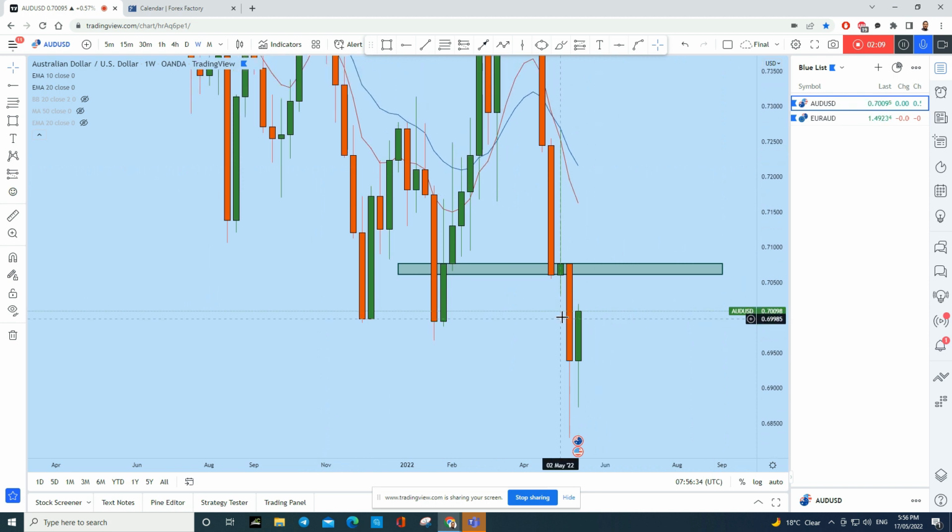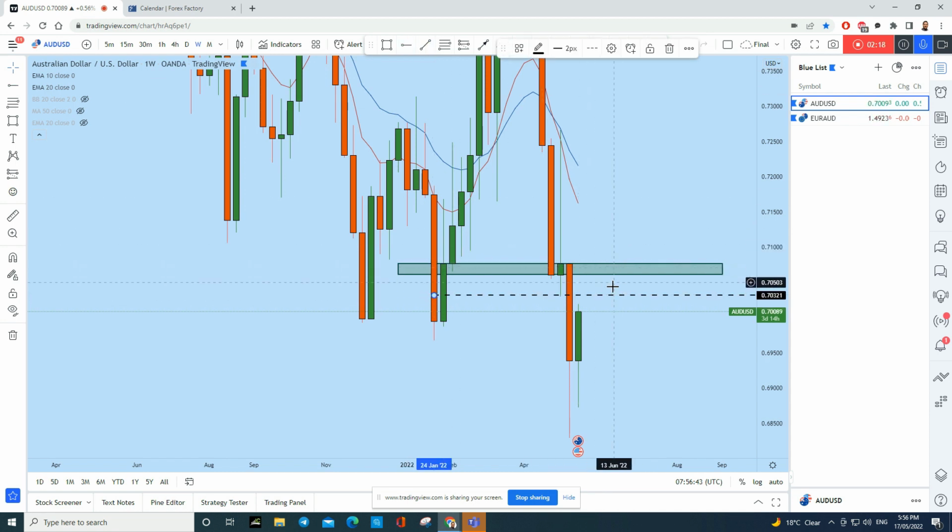So weekly, currently we see that the price is pushing high for a retracement. Let's draw all of them. So either from this level or from this level, we might see a rejection based on the price action on the lower time frame. Now let's go to the daily time frame.